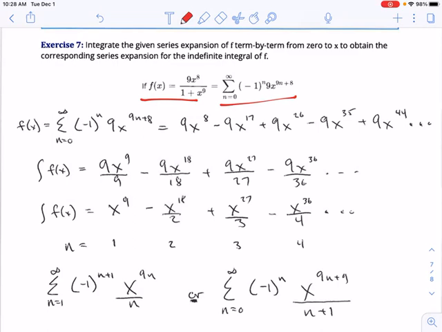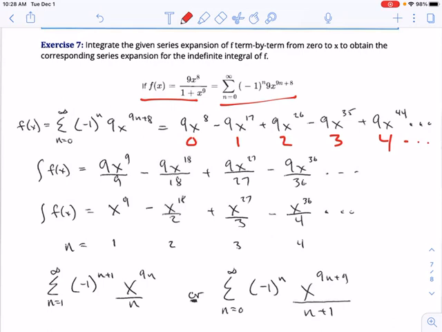So what I want to do is go through and find the first 4 or 5 terms. And so that's what I do here. Here's the term when n is equal to 0, when n is equal to 1, 2, 3, 4, dot, dot, dot. Then we are going to integrate using the power rule for integration.